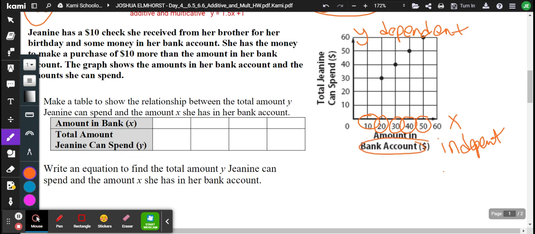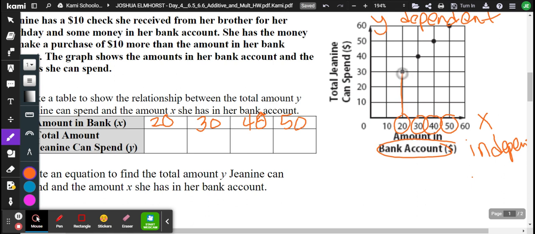The amount in the bank account for X is starting with 20, and then 30, 40, and 50. 20, 30, 40, 50. So we start with the X value. We go up and out to the Y.